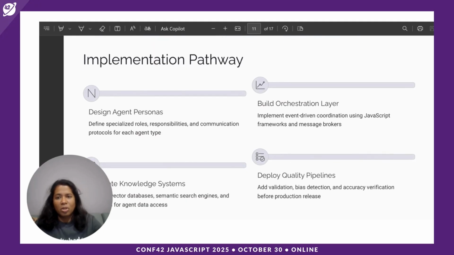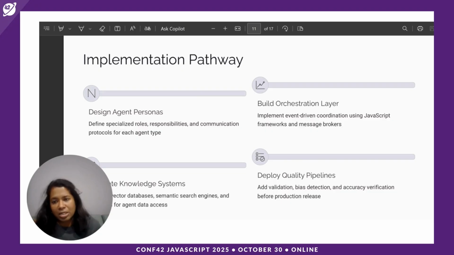Now let's talk about the implementation pathway. Organizations can implement the agentic search systems through a very structured approach. First, they have to design their agent personas, define specified roles and responsibilities and communication protocols for each of the agents that they are choosing within their organizational context.